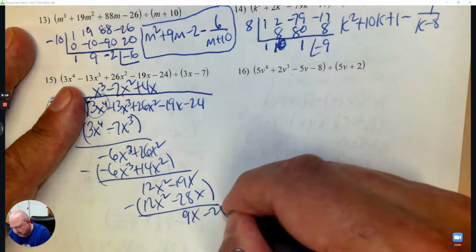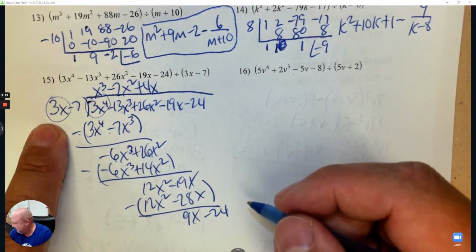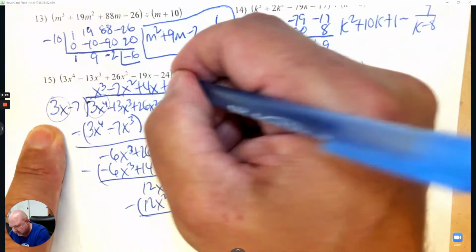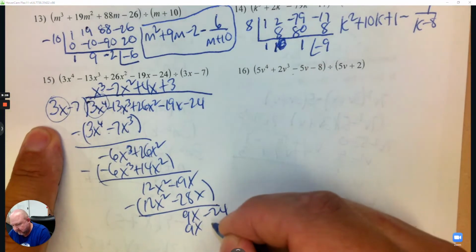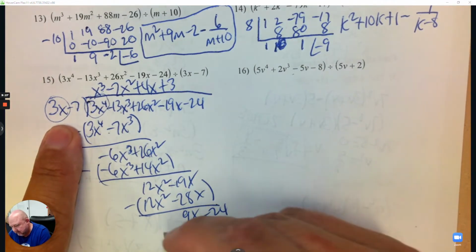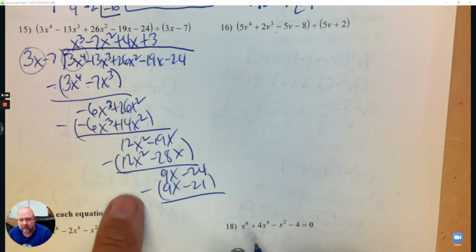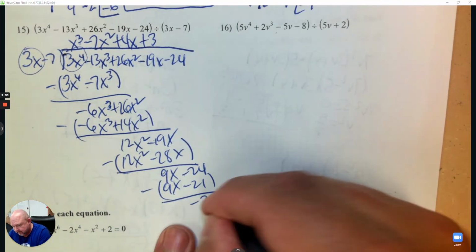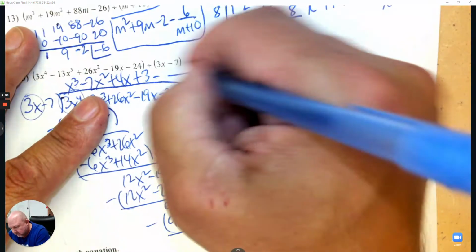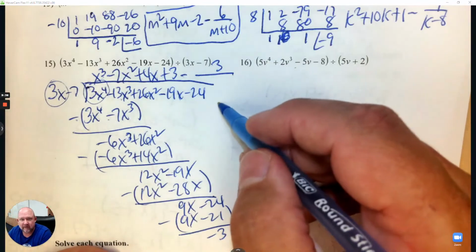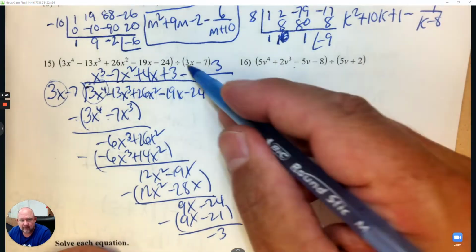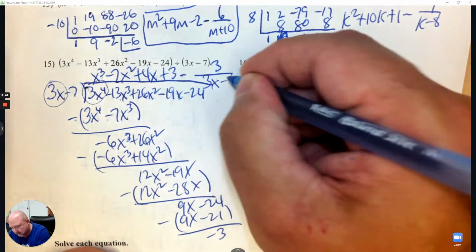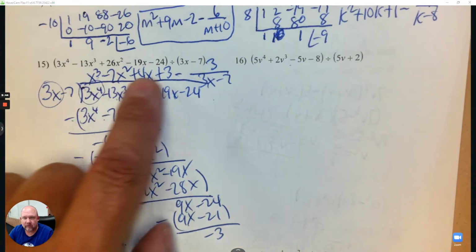Bring down the last term, which is 24. 9 divided by 3, which is 3. That gives me 9x and negative 21. Be careful. So when you subtract a negative, you're adding. So it's negative 24 plus 21. And then that's the remainder. So the remainder gets written as a fraction, where the 3 is on top, and then 3x minus 7 is on the bottom. And then your answer is on top here.